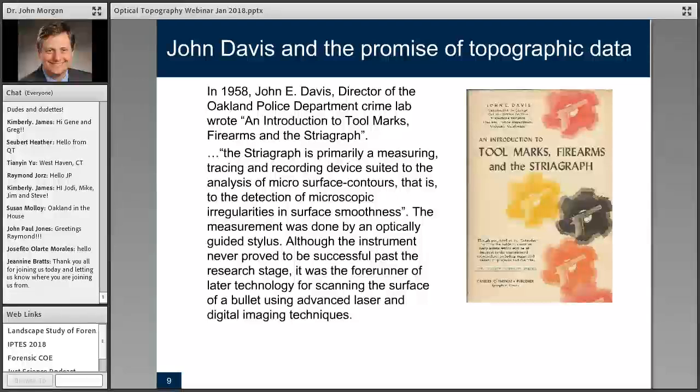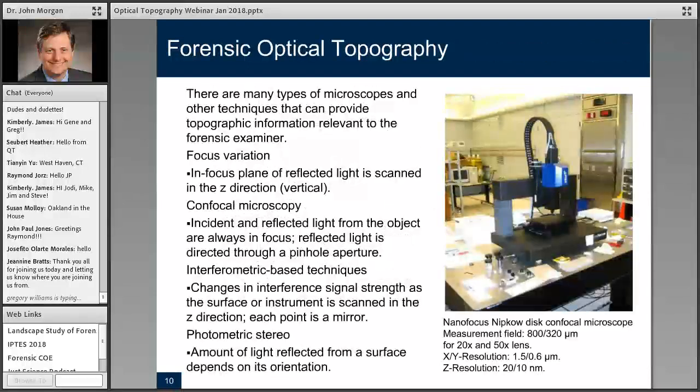Unfortunately, Davis's idea, because it used a physical stylus and was also extraordinarily time-consuming, was way ahead of its time. In 1958, it just wasn't possible to do this effectively, and in a way that we knew was non-destructive. But now, using optical techniques, we can take his vision and make it a reality.